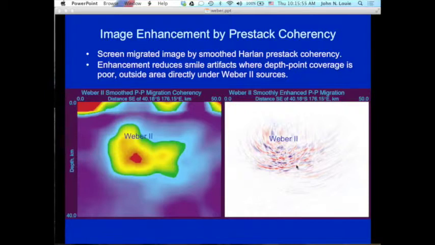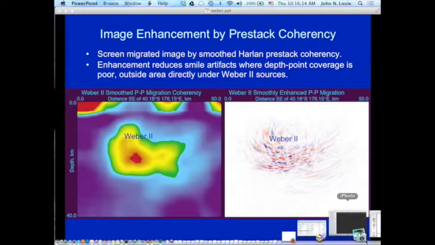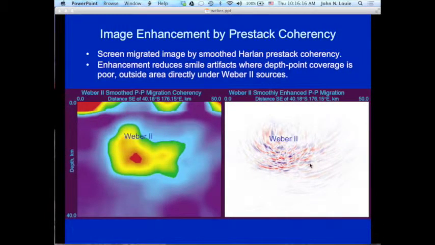Have you talked about that Lumley anti-aliasing yet? No. Okay. So that might make a good next topic, although I'm not prepared. Is that the same anti-aliasing from the Kirchhoff migration code? Yeah.